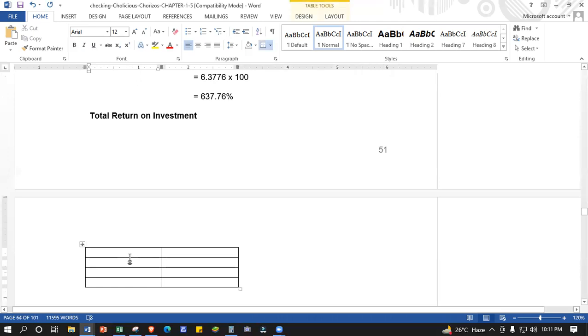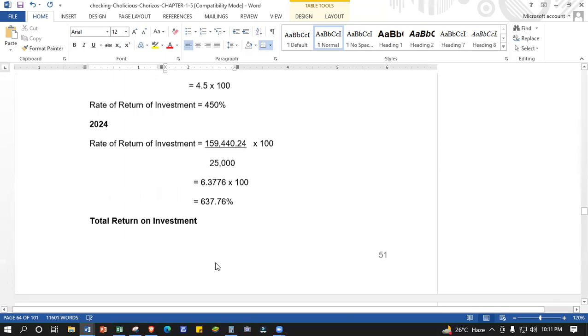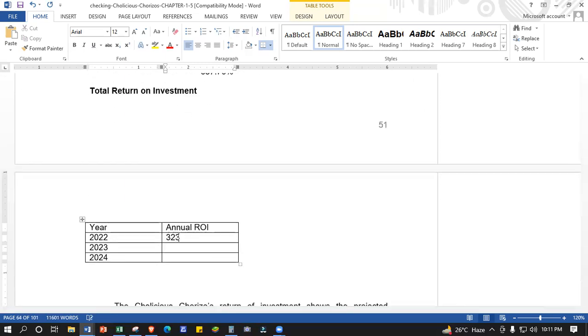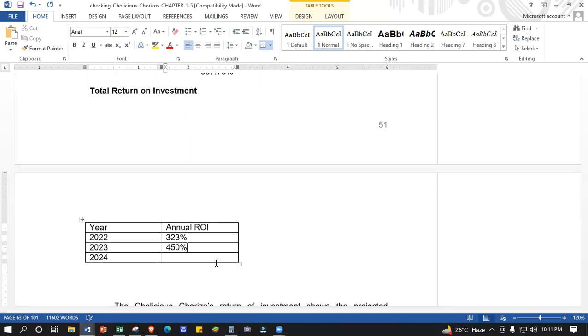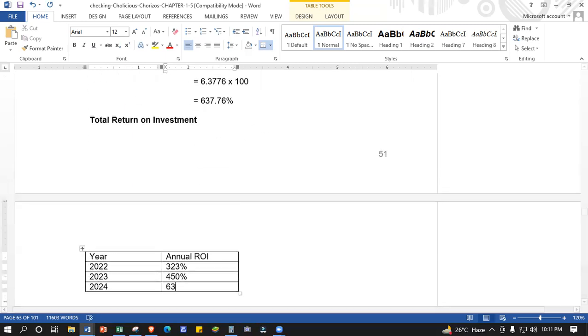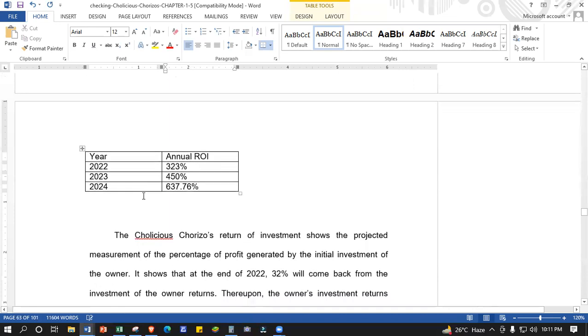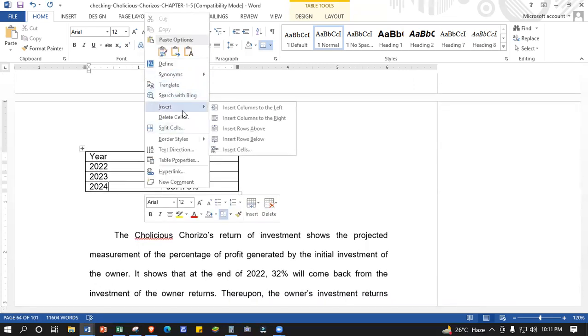Okay, so year, then ROI, annual ROI. So 2022, 2023, 2024. On year 1 it is 323%, 2023 450%, and 637.76%. Then add them together.